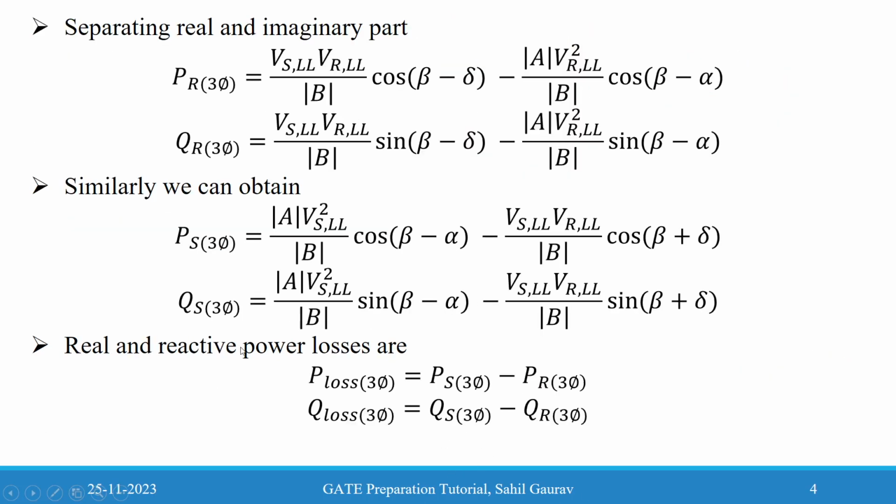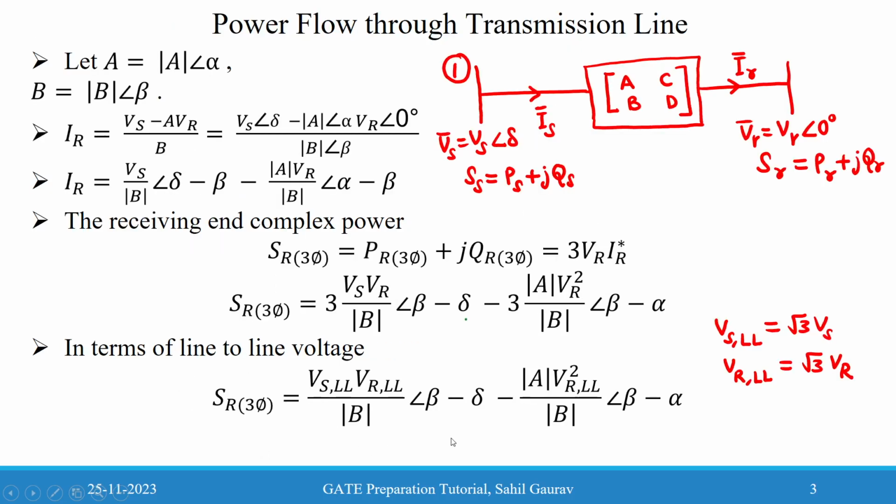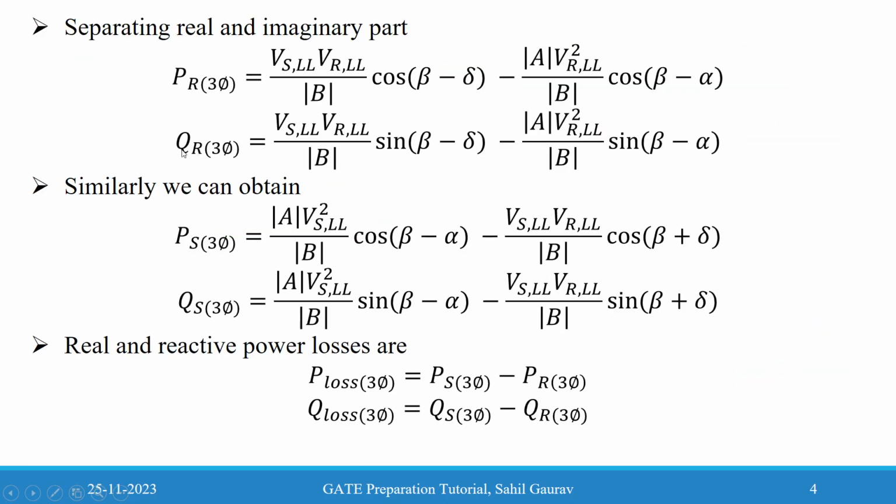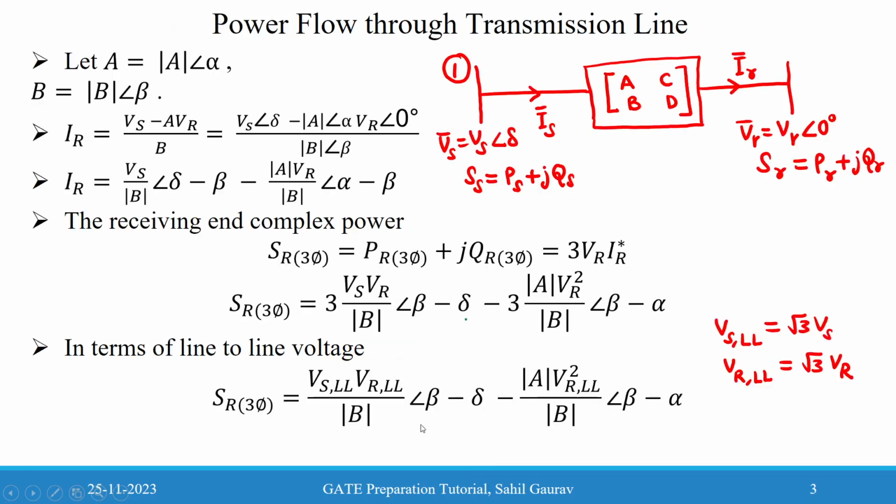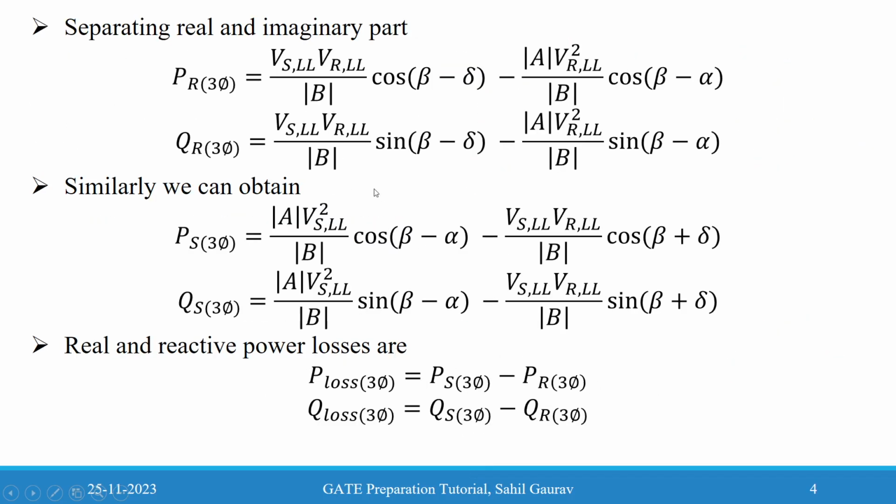Now we just have to separate the real and imaginary parts. If you write this in Cartesian form and separate the real and imaginary parts, you will get the total three phase active power at the receiving end. The real part includes the cos terms, and the imaginary part includes the sine terms.